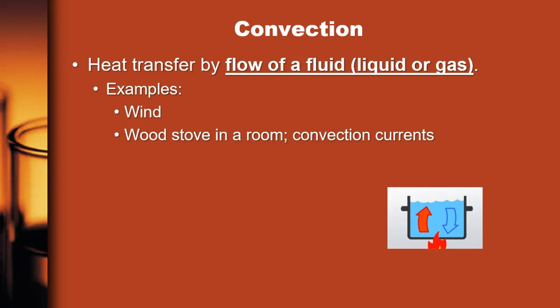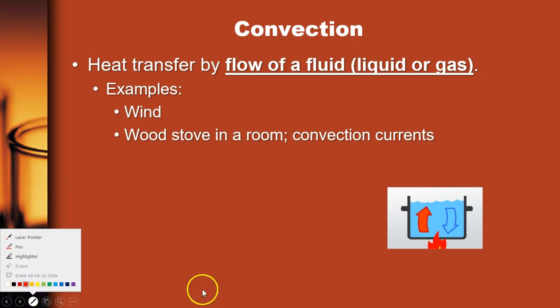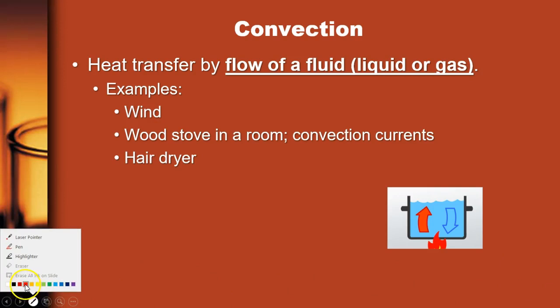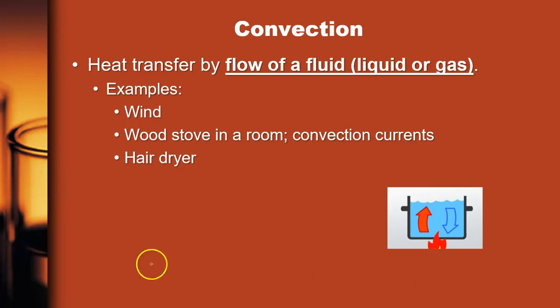A wood stove in the corner of a room. What happens is the stove will warm up the air around it. Let's say this is the corner of the room. Imagine that. How about a red pen? Yeah. So here's a wood stove. Where's my red pen? There we go. Wood stove in the corner of the room. And it heats up the air surrounding the stove. That warm air will rise. Imagine this whole slide is a room.